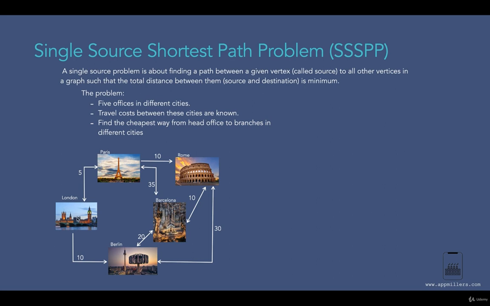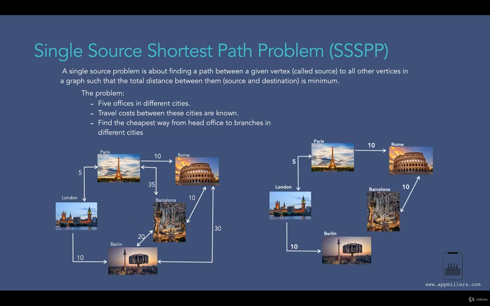As we mentioned before, we have various options to solve this problem. Basically, if we implement an algorithm for solving this problem, the result will be like this. From London to Paris, we have to fly directly, and from London to Rome, we have to go to Paris and then Rome. This is the cheapest flight. From London to Barcelona, we first go to Paris, then Rome, then Barcelona. This is the cheapest way in this case.